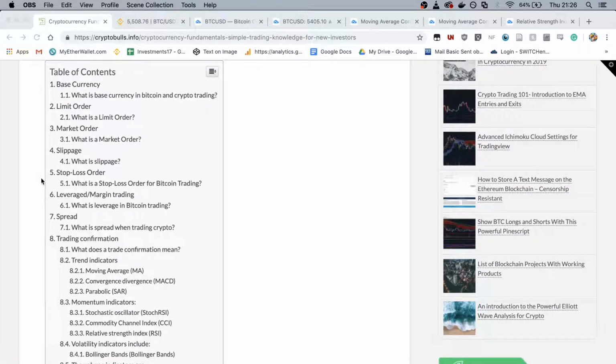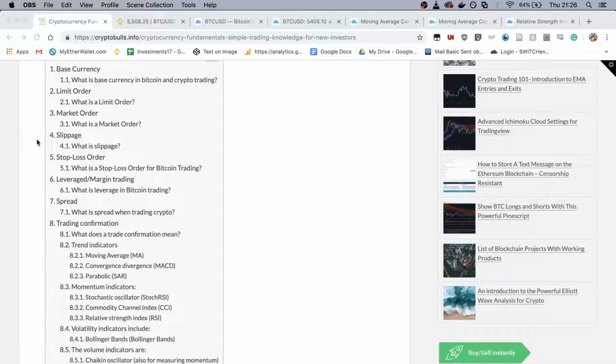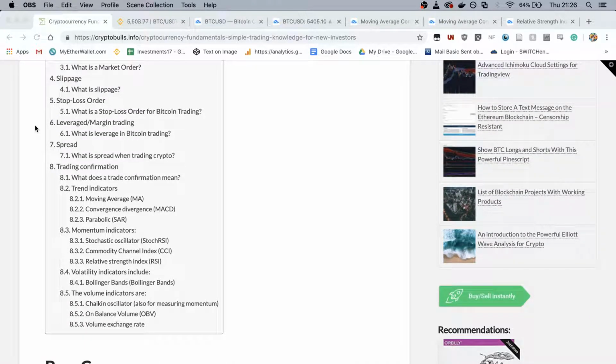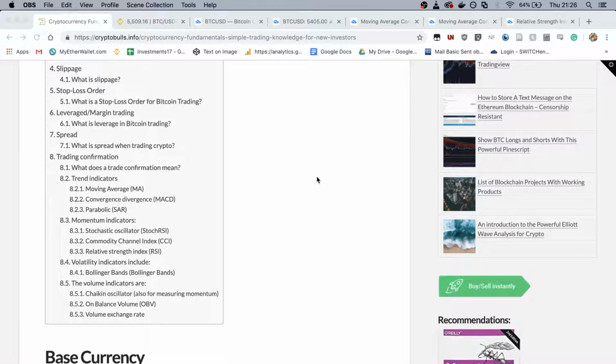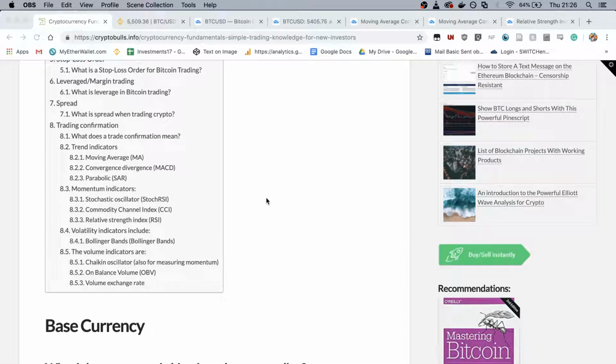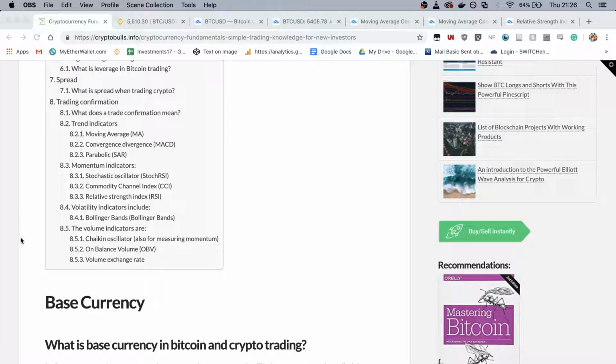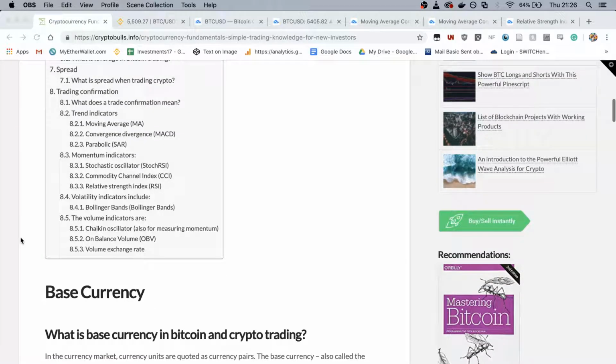So the table of contents: first of all we're going to look over what kind of base currencies there are, what a limit order is, market order, slippage, stop loss order, leveraged and margin trading, explaining what that is, spread, trading confirmation, what the trading confirmation means, various trend indicators like the moving average, convergence, divergence, MACD, Parabolic SAR, momentum indicators such as StochRSI, commodity channel index, relative strength index, Bollinger bands, some volume indicators like the Chaikin Oscillator, on-balance volume, and volume exchange rate.